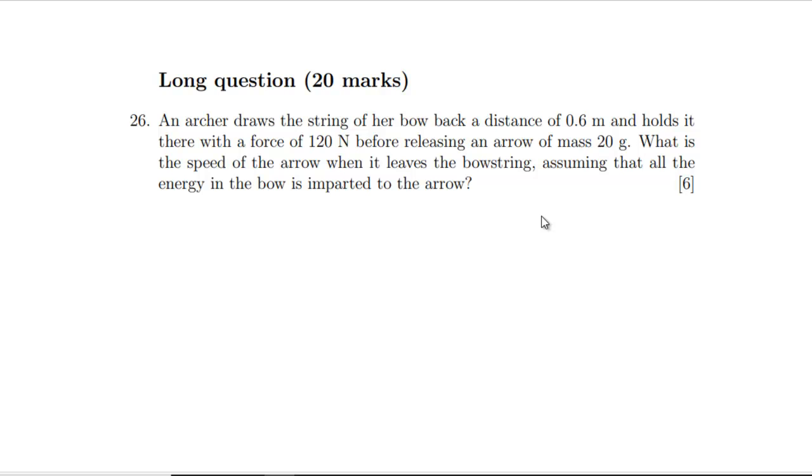An archer draws the string of her bow back a distance of 0.6 meters, holds it there with a force of 120 newtons before releasing an arrow of mass 20 grams. What is the speed of the arrow when it leaves the bow string, assuming that all the energy in the bow is imparted to the arrow?